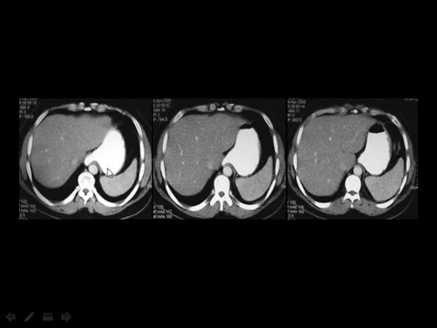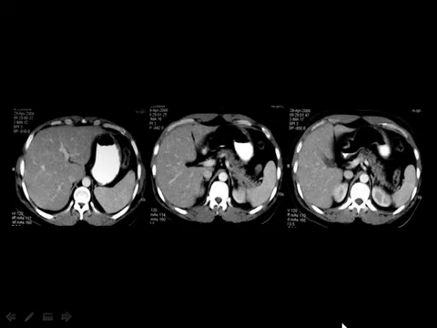Then I go through the normal anatomy of the abdomen, then I mention some of the details about each organ in the abdomen. You see here, these are sections in the upper abdomen, and you can see the liver, the stomach, the aorta, and the spleen. Going down, you can still see the liver, the spleen, the aorta, and this is of course the stomach filled by contrast material.